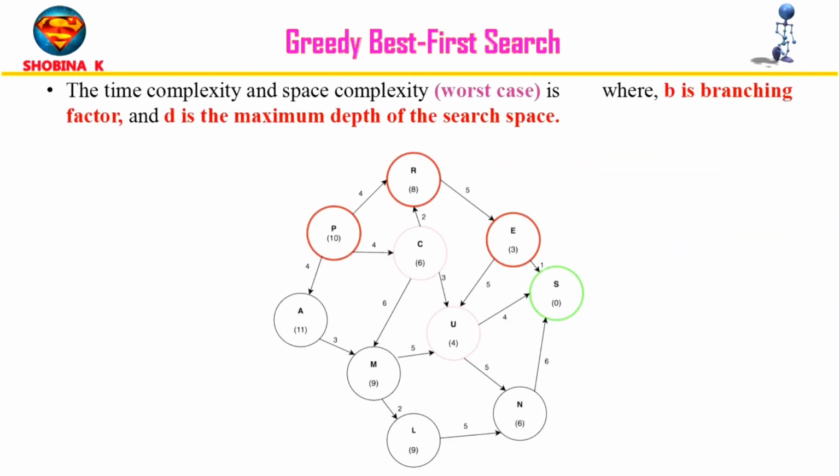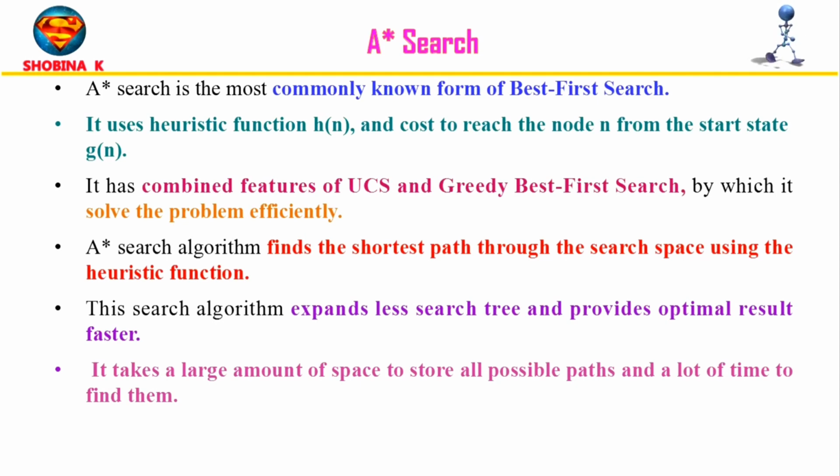The worst case time and space complexity of this algorithm is B to the power D, where B is the branching factor and D is the depth of the search space. And next, A star search algorithm. It is a searching algorithm that is used to find the shortest path between the initial node and a final point. Initially, it was designed as a graph traversal problem. It searches for the shortest path first and then makes the algorithm optimal and complete.